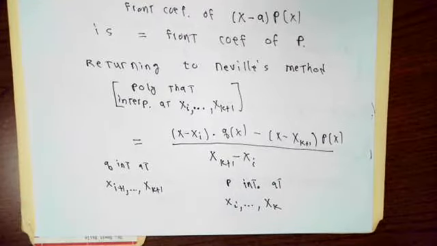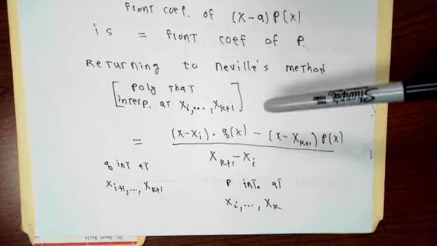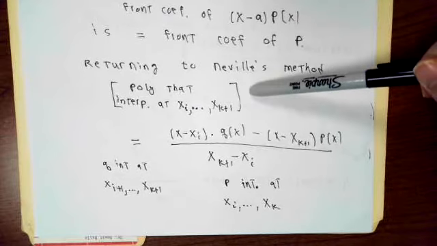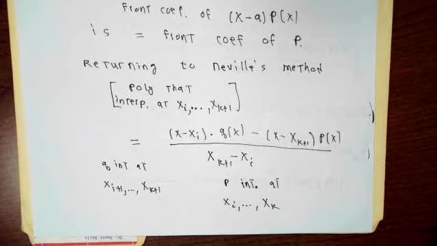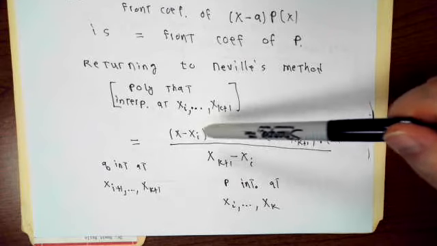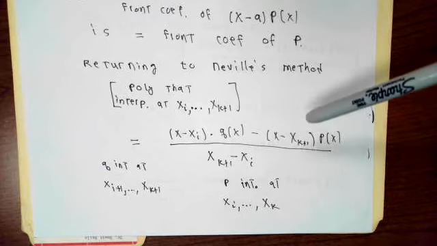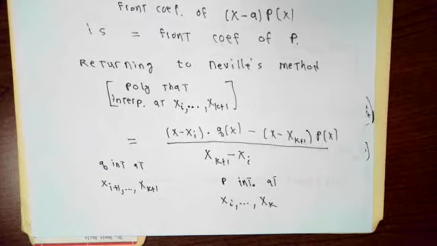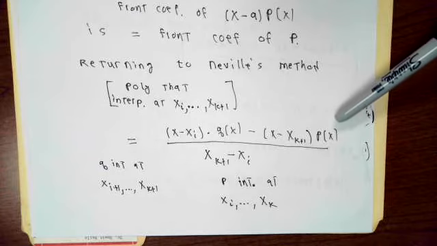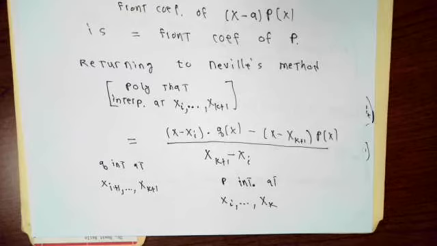I'm going to think of the polynomial that interpolates at xi through xk plus 1. We determined that that's x minus xi times the polynomial that interpolates at xi plus 1 through xk plus 1, minus x minus xk plus 1 times the polynomial that interpolates at xi through xk.